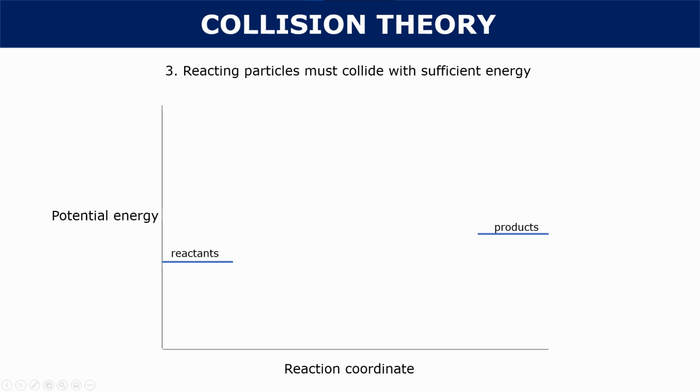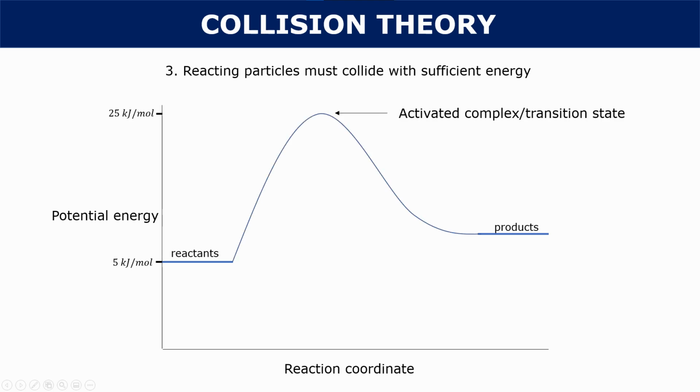The products might be above or below, depending on whether it's endothermic or exothermic, but you have them. Now, the interesting thing is what happens in between the reactants and the products when you look at how the potential energy changes over time. All reaction coordinate diagrams have a similar shape in the area between the reactants and the products. The potential energy goes all the way up until you reach a maximum. That maximum is what we call the activated complex or the transition state. And then from there, the energy goes down until it goes back to products.